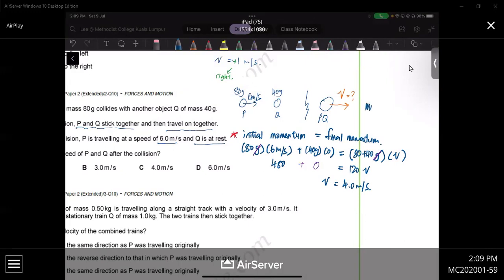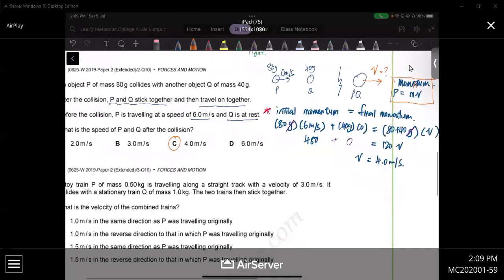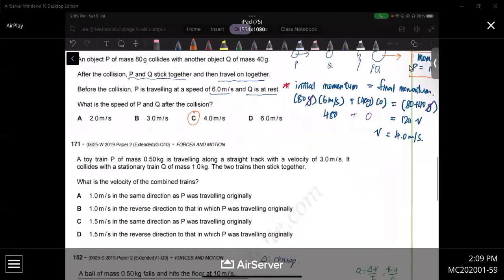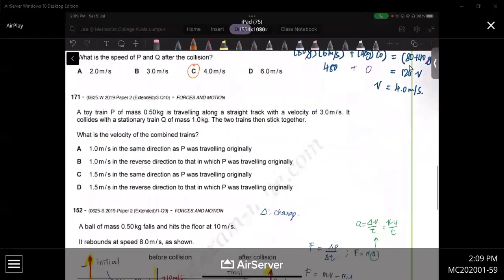So momentum is equal to mv. The symbol is P, so sometimes we can even use P as a symbol to represent momentum. This is a quantitative question, meaning you do calculation. If we look at the second question, 171, this one is qualitative, meaning they ask you to use words to describe what is going on. So let's check it out.